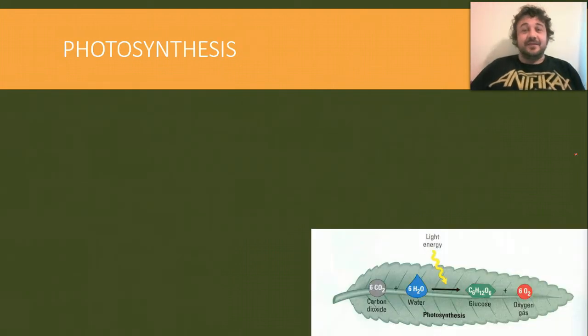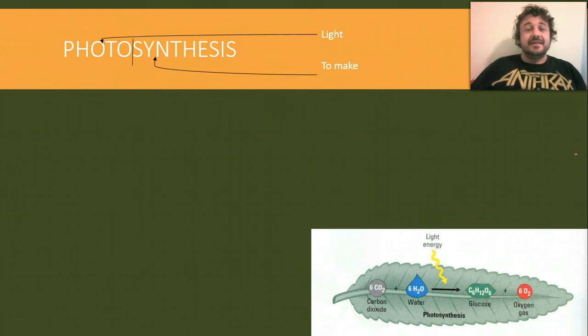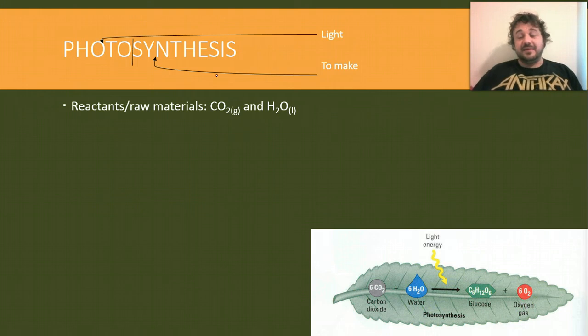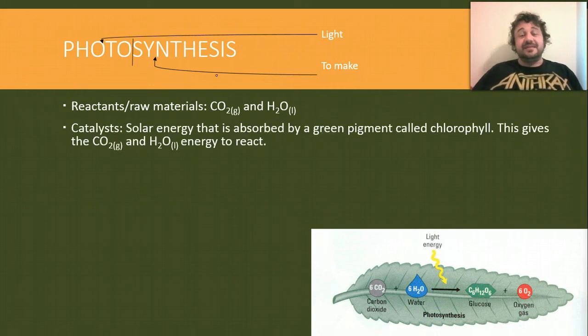Alrighty, so photosynthesis. Basically, the word itself means light and to make, so it's a Greek word. Photo meaning light, synthesis meaning to make. The reactants, or raw materials, are carbon dioxide as a gas and water as a liquid. The catalysts, though, are the solar energy that is absorbed by a green pigment called chlorophyll. This gives the CO2 and H2O the energy to combine.